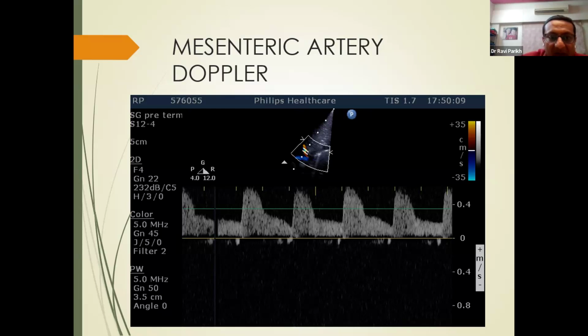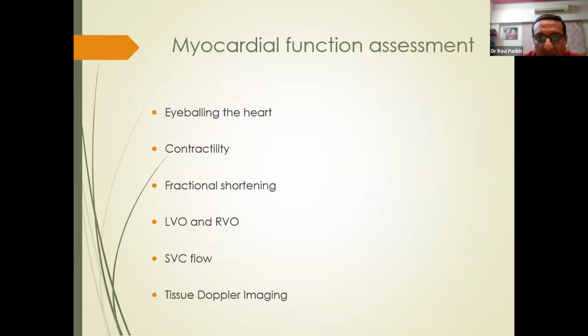So here this is a normal one because the systole is also there and diastole is as well. But if there is an absent diastolic flow, then the systole will be here and the diastole will not be there. So these are the mesenteric artery Dopplers. So this also we need to learn.